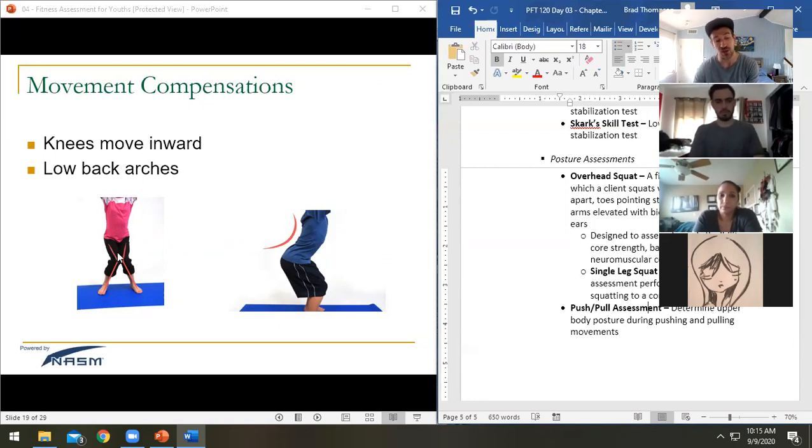So when the knees cave in like this, we know the adductor muscles, the muscles that add to the midline, are overactive.